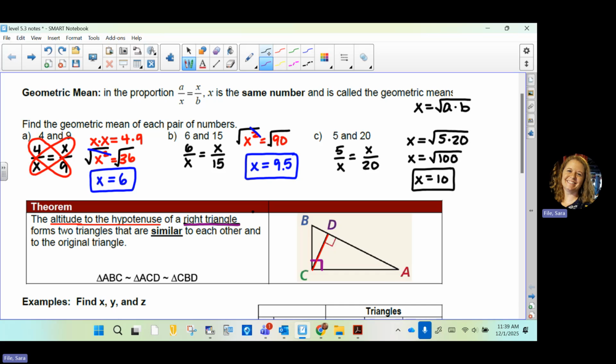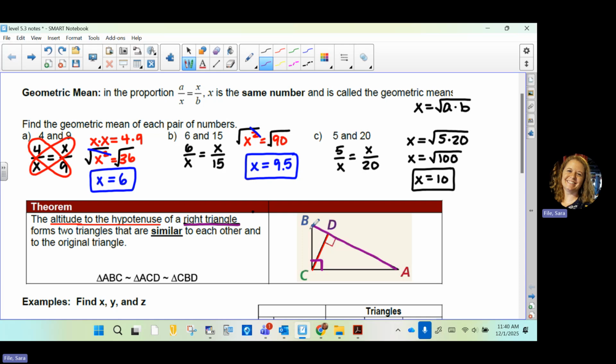So if you need to label, there's your right angle, here's your hypotenuse. When you connect that line, that's your altitude. Okay. You have now created two smaller right triangles. Do you see that? Because an altitude is perpendicular to that side, it makes this 90-degree angle. So both of these angles here at this intersection are 90 degrees.